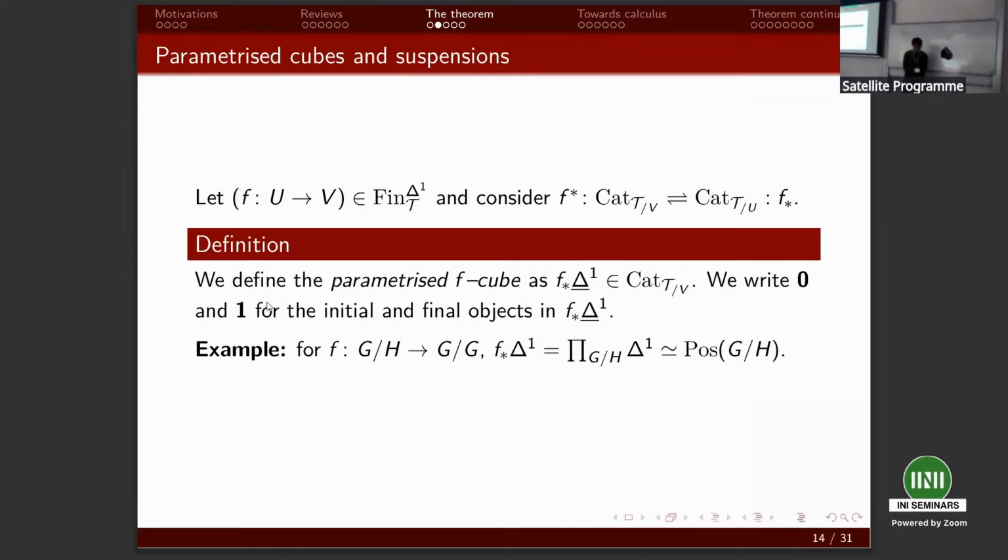Here's the interesting example to think about. If I look at the map from G mod H to G mod G, F lower star delta one is nothing but the index product of delta one. Meaning to say, you take delta one, you take the product of G mod H many copies, remembering that it was a G action, commuting with different directions.